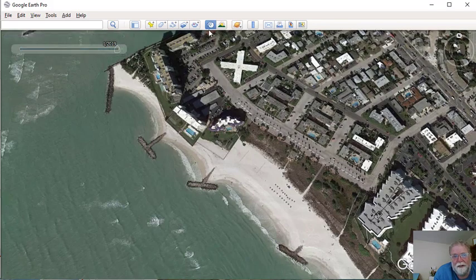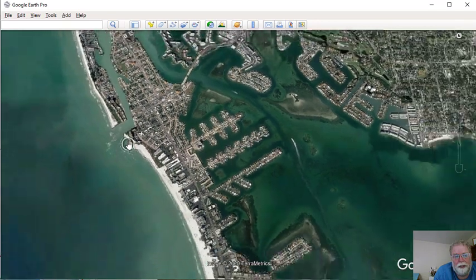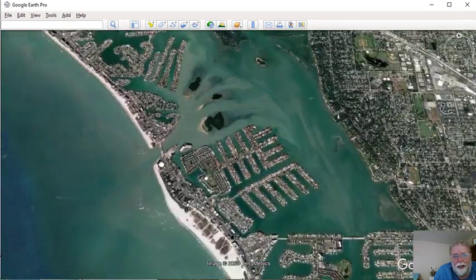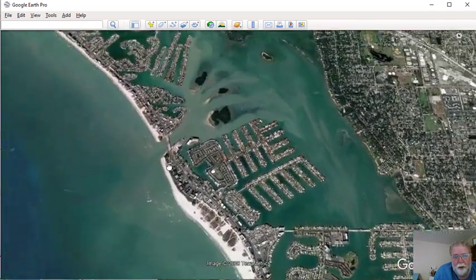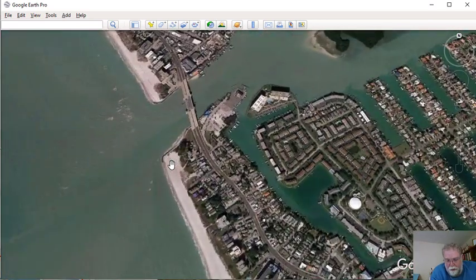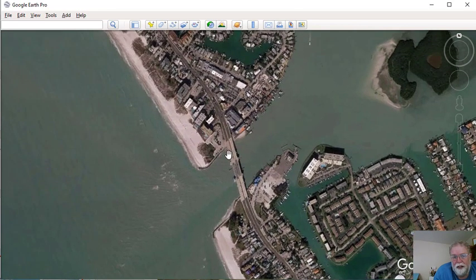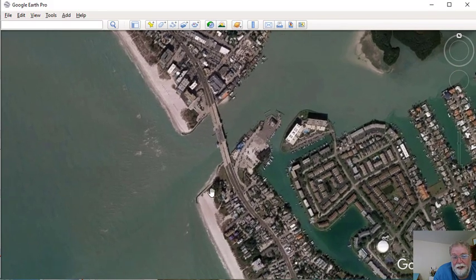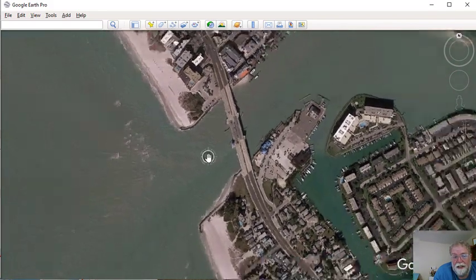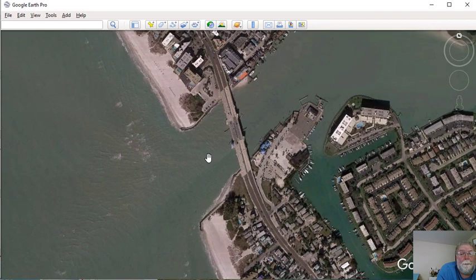Now, here's a funny thing, though. Let's go to Madeira Beach, which is not far away at all. It's just up the road, right? Look at it though. We've got the same kind of situation. You've got an inlet here with all kinds of infrastructure that needs protecting. You've got a jetty there, you've got a jetty there. But look, you're not getting any erosion issues, right?